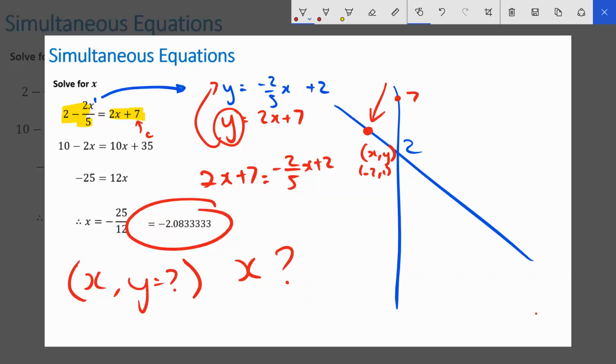Therefore, you can times it by negative 2 divided by 5 plus 2. That tells you y. But since it's the point of intersection, these two y's should be the same. And that's how you find the coordinate of intersection. And that's what you've been doing since year 7, 8, 9, 10.